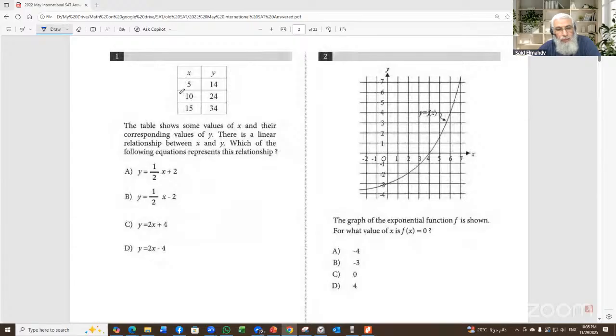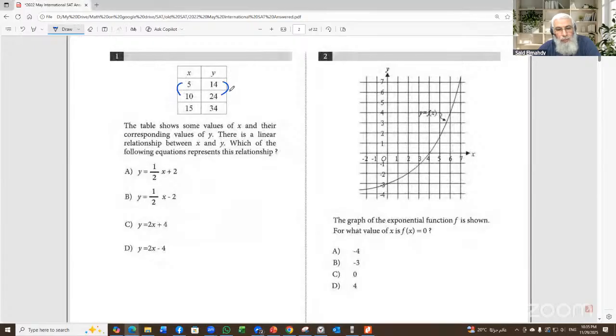Right. Slope here, Y2 minus Y1 divided by X2 minus X1. So Y2 minus Y1 over X2 minus X1. 24 minus 14 divided by 10 minus 5. This is 10 divided by 5, 2. So the slope is 2. So this is incorrect and incorrect.